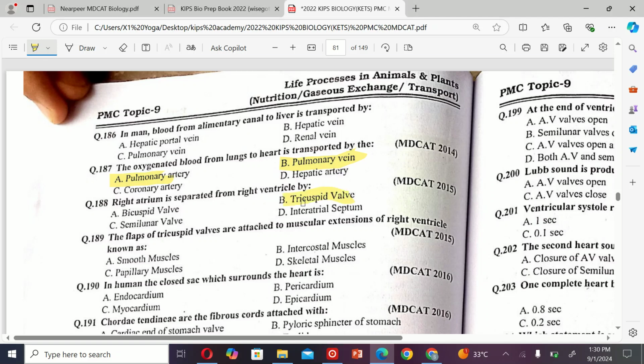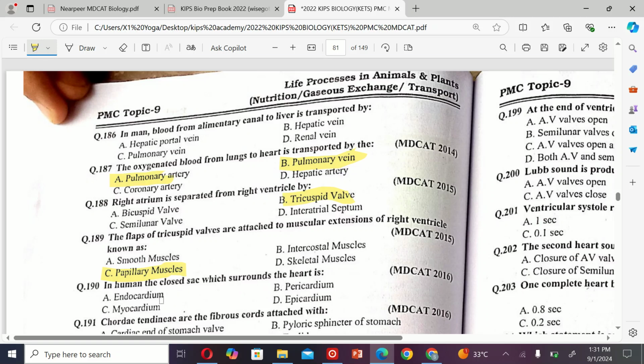Tricuspid valve. The next MCQ is: the flaps of tricuspid valves are attached to muscular extensions of right ventricle known as A. Smooth muscles, B. Intercostal muscles, C. Papillary muscles, and D. Skeletal muscles. So the correct option is C. Papillary muscles.